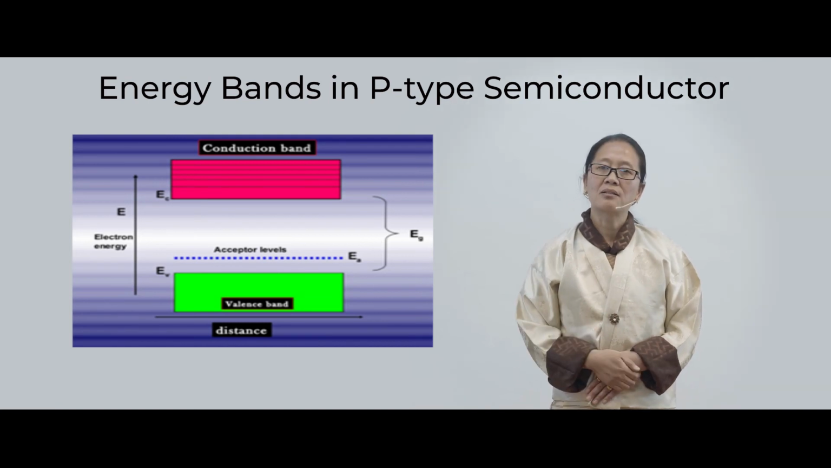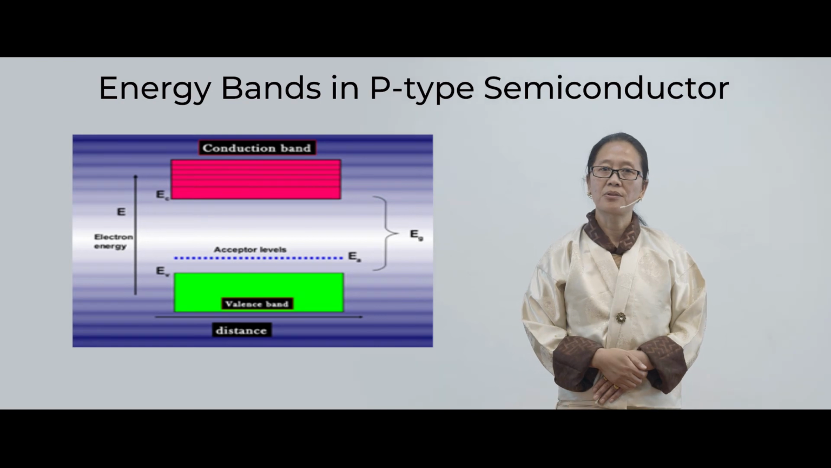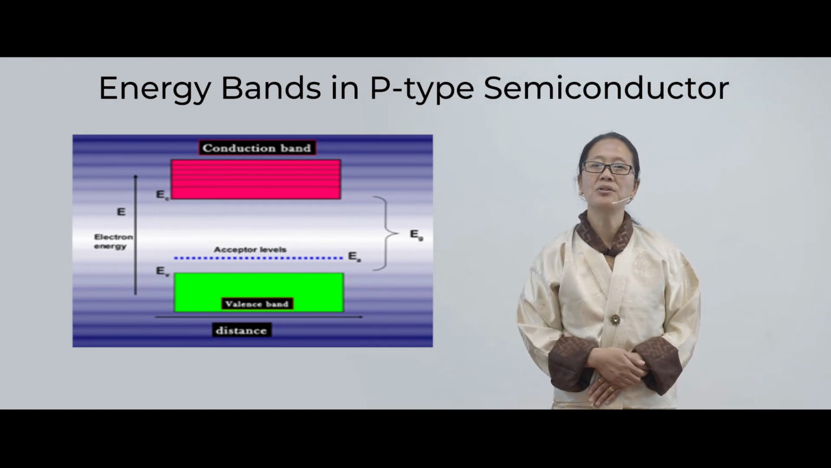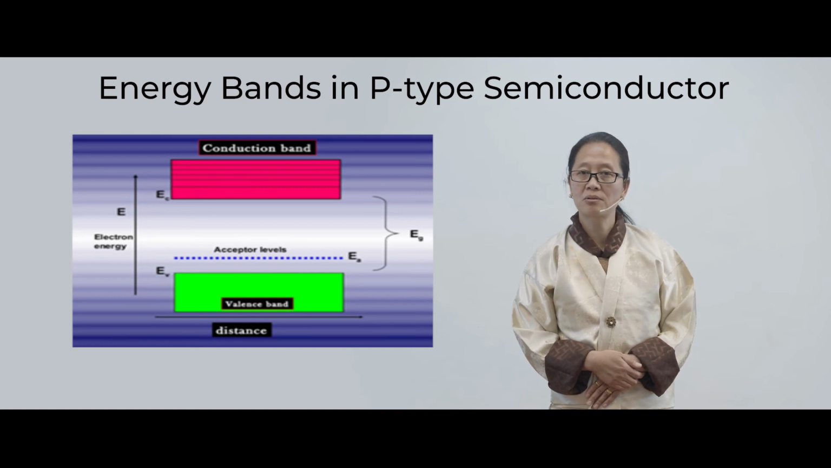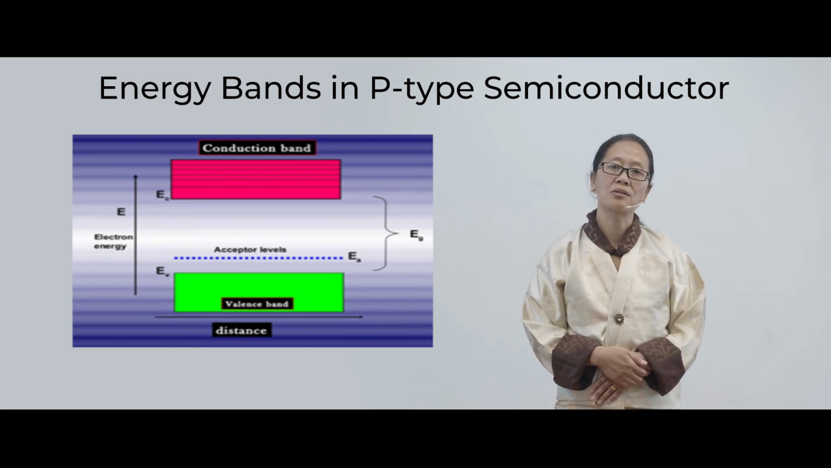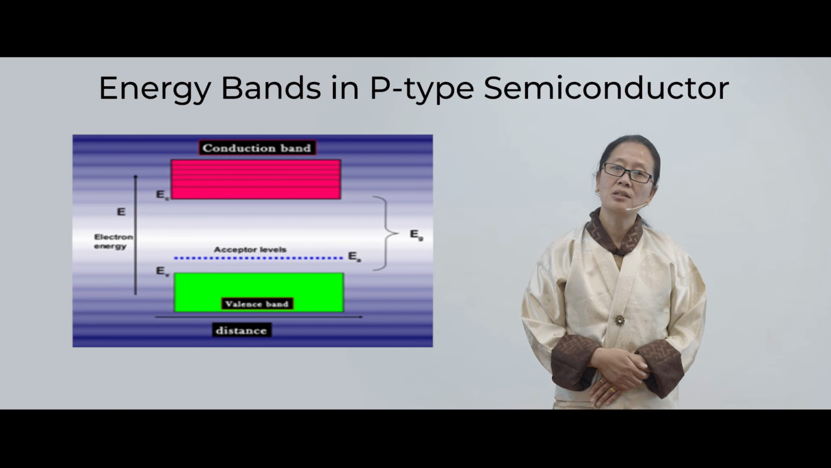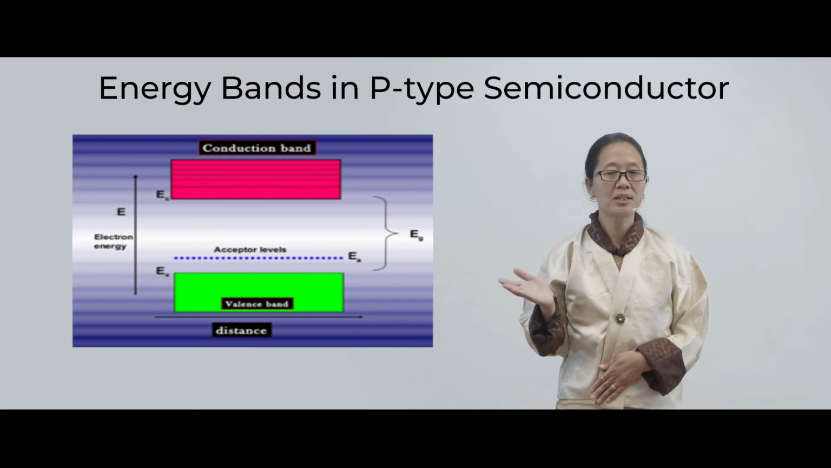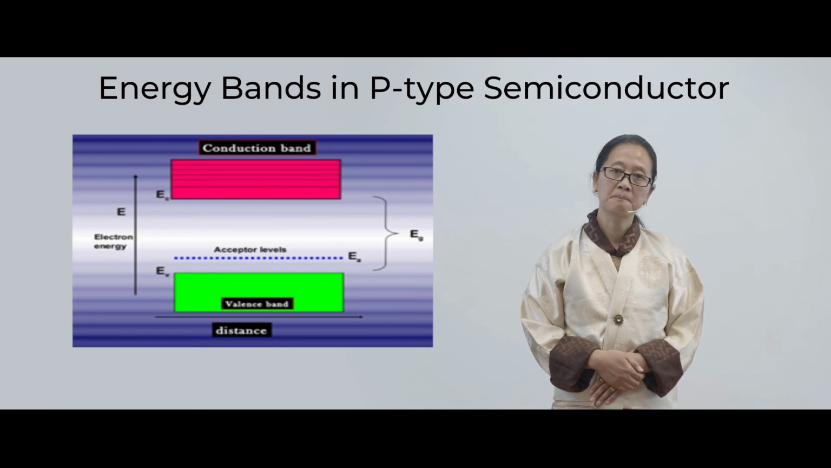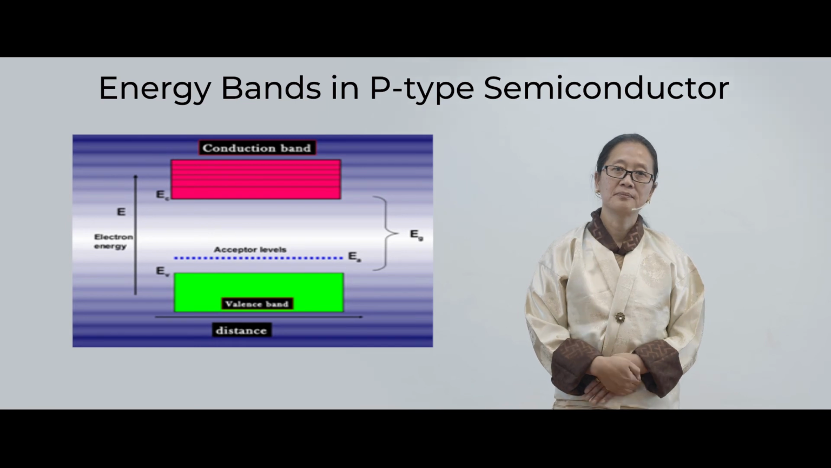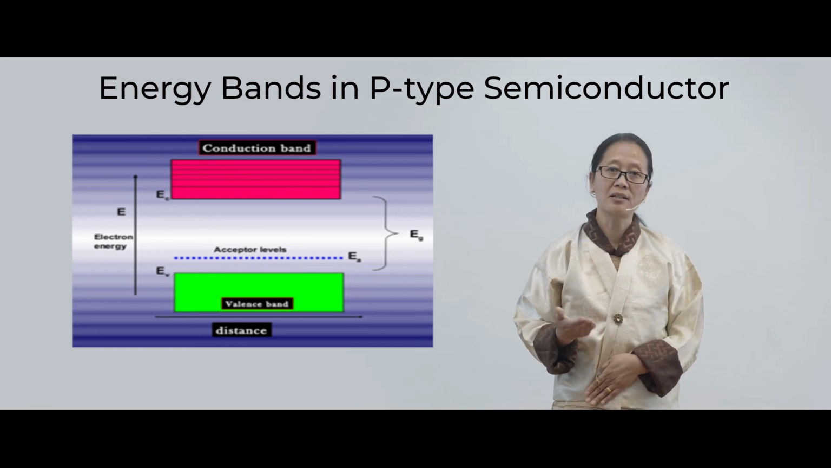Let us look at the charge carriers. Do you remember, in the case of n-type semiconductor, the majority charge carriers were electrons and the minority charge carriers were holes. Now, what do you think will be the majority and minority charge carriers in the case of p-type semiconductor? Can you guess it? Yes, you might have guessed it, right?